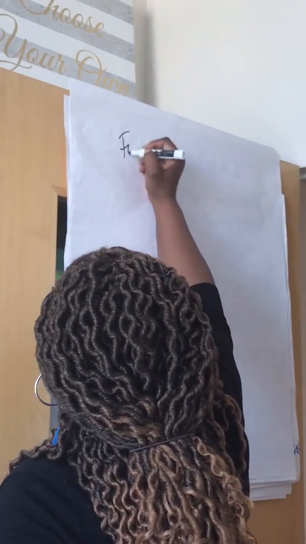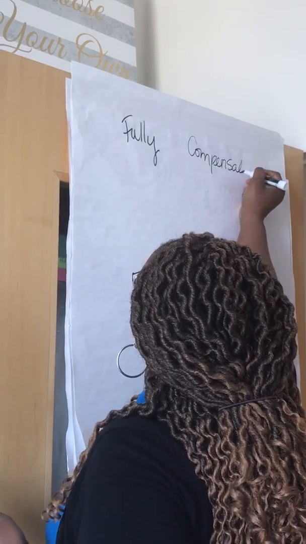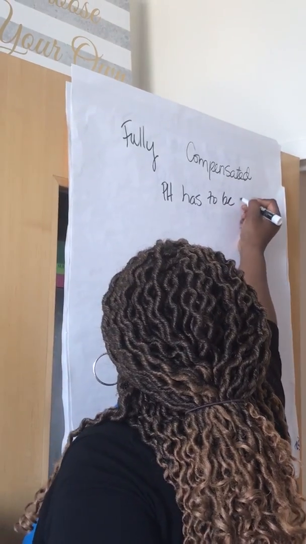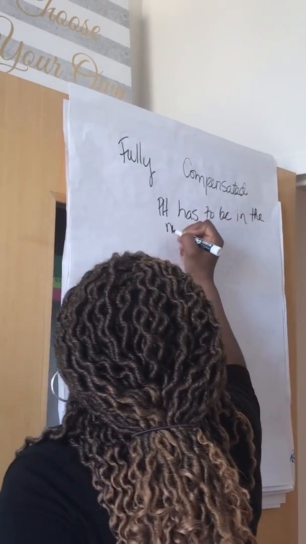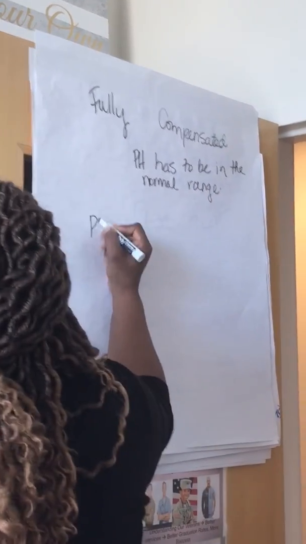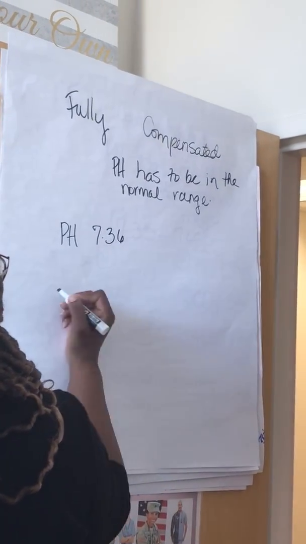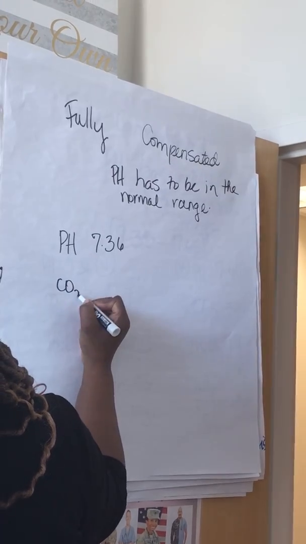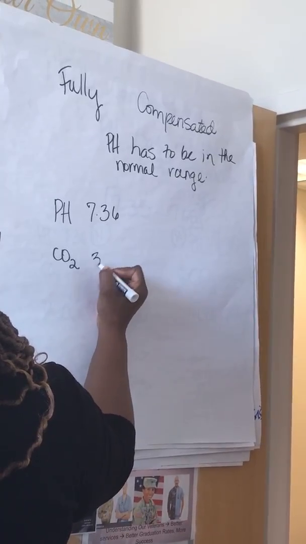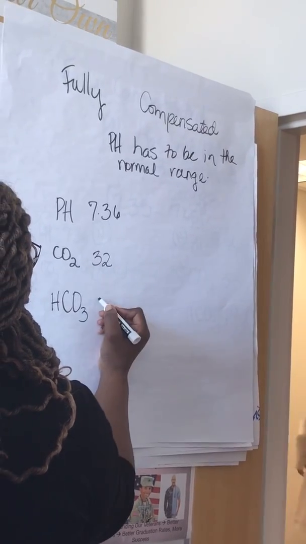So here we're still going on with fully compensated. pH has to be in the normal range. So a pH of 7.36, we're going to have a CO2 of 32, and bicarbonate of 20.